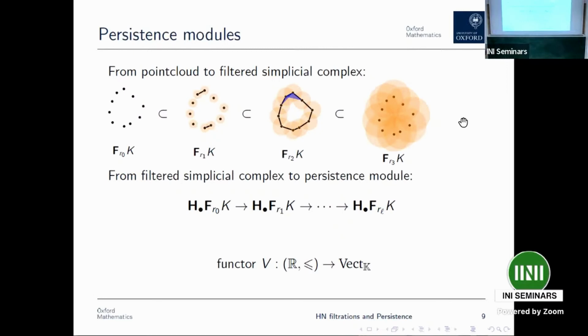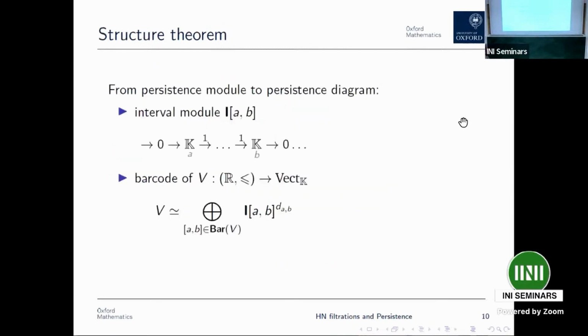Okay. So finally, the last step is how you build your persistence diagram, how you take a summary of your persistence modules. In fact, what we do is we take our persistence module V, and if V is pointwise finite dimensional, we can decompose it as a direct sum of indecomposable persistence modules. You can see this equation as being for quiver representations instead. And this is what's called the structure theorem.